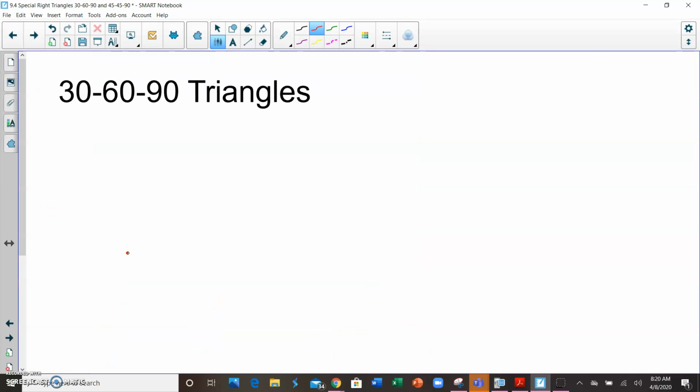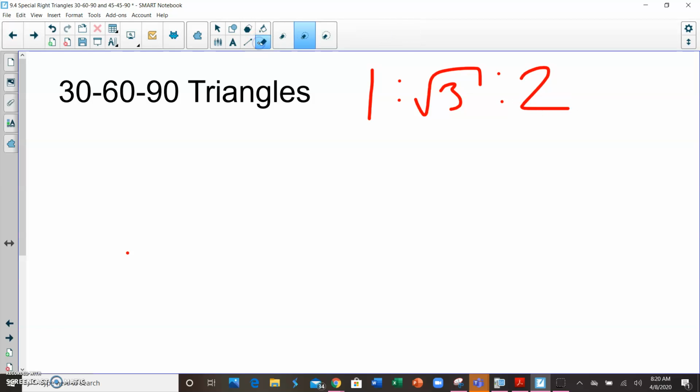Okay, so these triangles, the 30, 60, 90. This one is much tougher because you don't have two sides that are the same. So in a 30, 60, 90 triangle, there's a relationship you need to know from now until any math class you're going to take. So that relationship is 1, square root of 3, and 2. We're going to use it on every single 30, 60, 90 problem we do. So you need to make sure you know that ratio. You need to memorize it. It is super, super important.